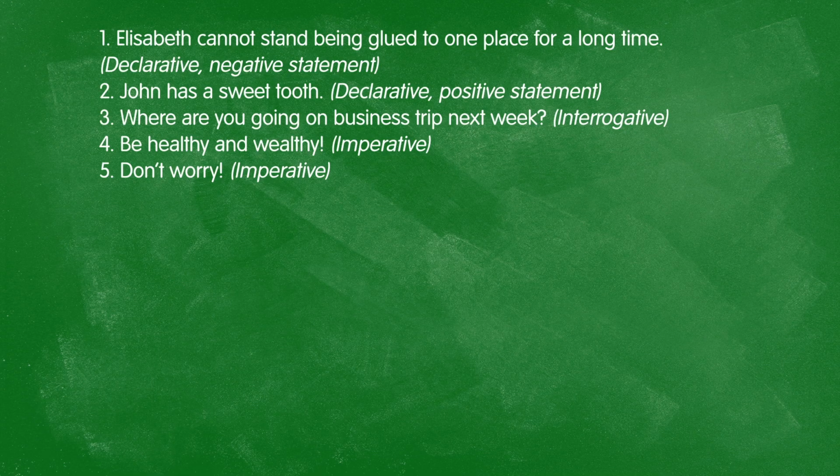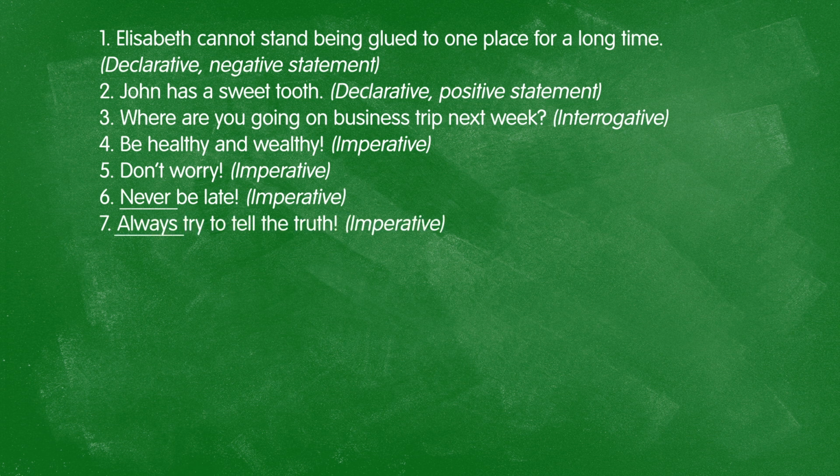Also, keep in mind that if you use a modifier such as never or always or anything like that, it should go at the beginning of your imperative statement. For example, always eat your vegetables and never stay up too late. Back to our examples. Our fifth example, don't worry, and our sixth example, never be late, are both examples of imperative sentences. Now, our seventh example, always try to tell the truth, just like number 6, has a phrase at the beginning, always. And because it's imperative too, we put always and never at the beginning.